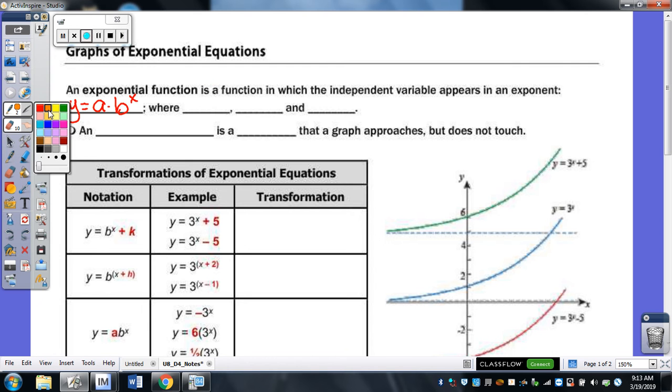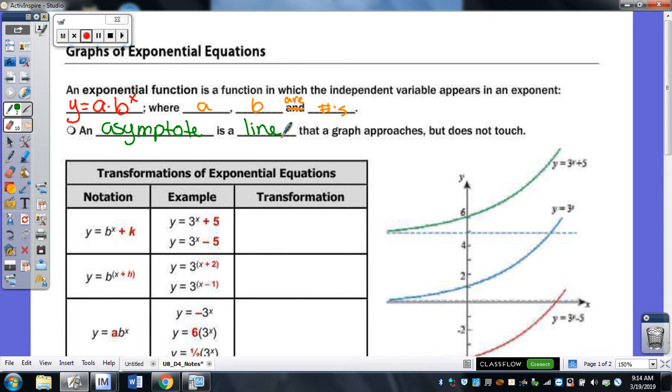So for these, where a and b are just numbers, they can be decimals, they can be fractions, they can be whole numbers, they can be integers. Then what happens with our exponential functions when we graph them is they have what we call an asymptote. An asymptote is a line that a graph approaches, but it does not actually touch or cross.